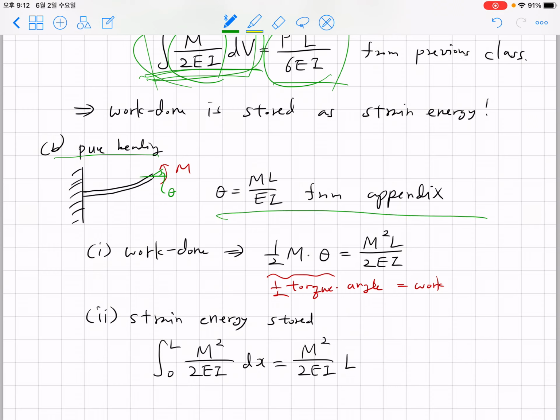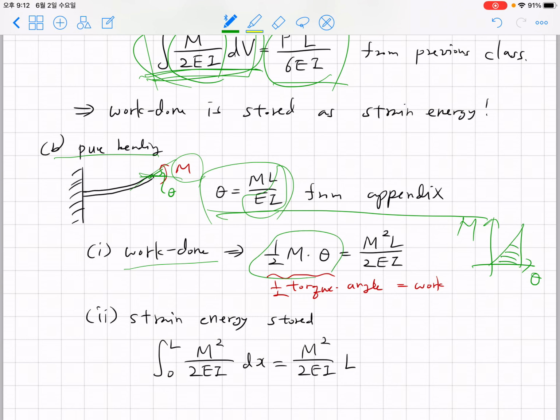And from the appendix of the beam deflection chapter, the relationship between the applied moment M at the end and the angle theta is that theta is proportional to M, and the proportionality constant is L over EI. So if we obtain the work done from the theta and M diagram, by taking 1/2 of M theta, it turns out to be M squared L over 2EI. This is the work done obtained from half torque times angle.